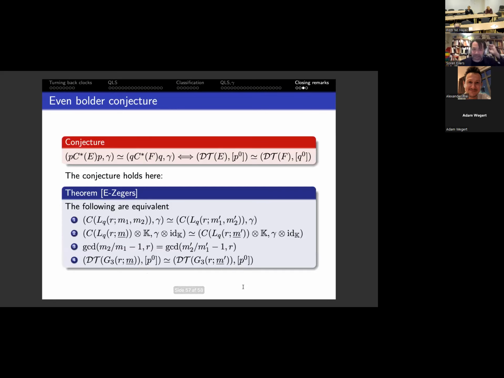Now I'm going to be even more crazy. Suppose I have 2 unital graph algebras and I look at corners of those.